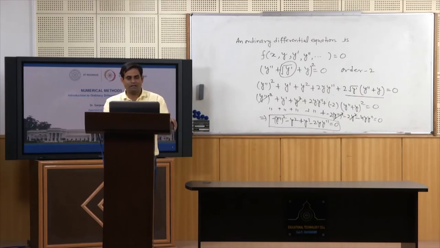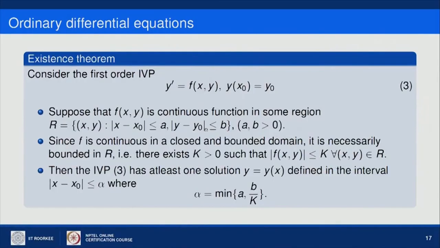So, since f is continuous and our interval is a closed interval, it will be bounded. Because the function is continuous and the interval is closed, it is bounded in R. Bounded means there exists a k such that the absolute value of f of x, y is less than or equal to k for all x, y belonging to R.